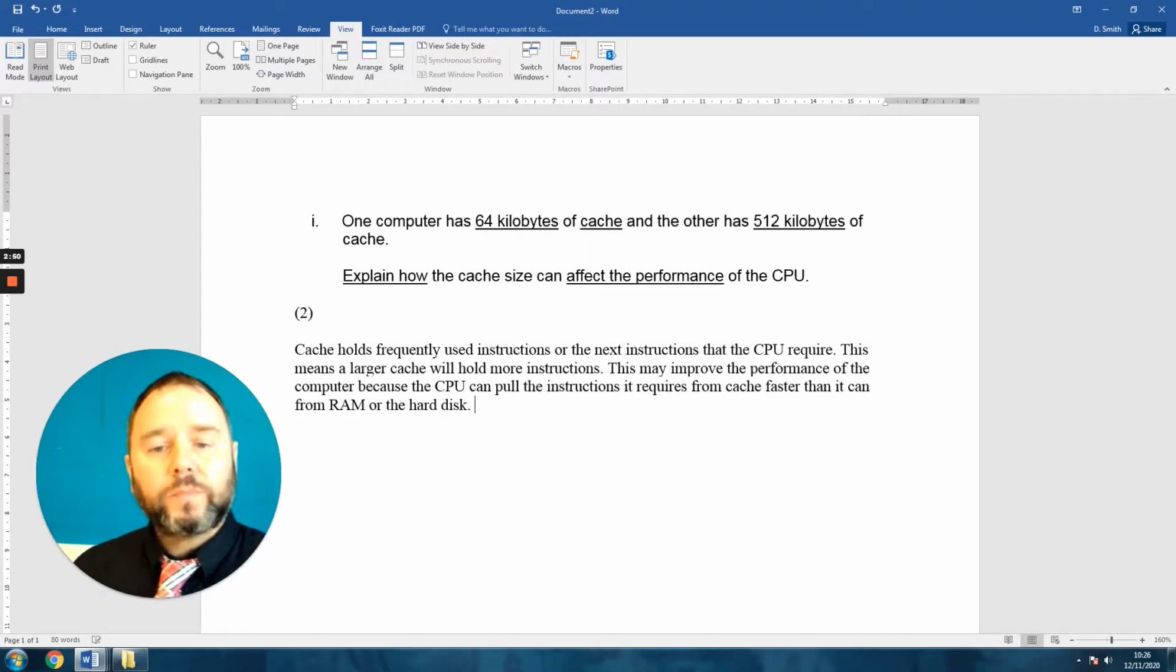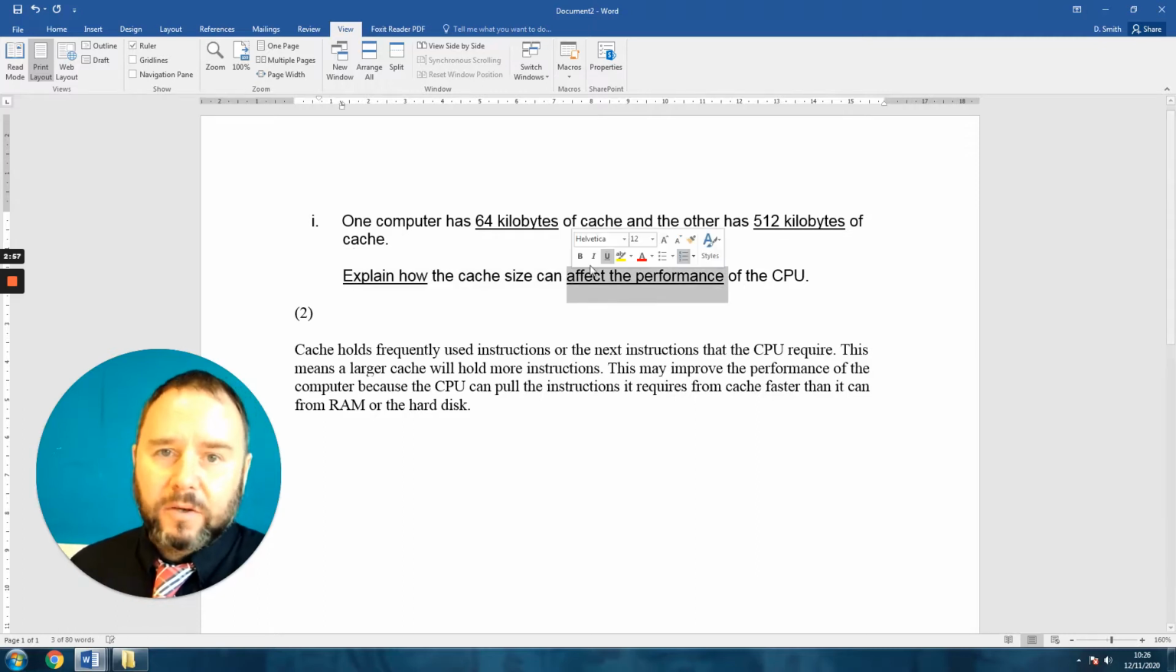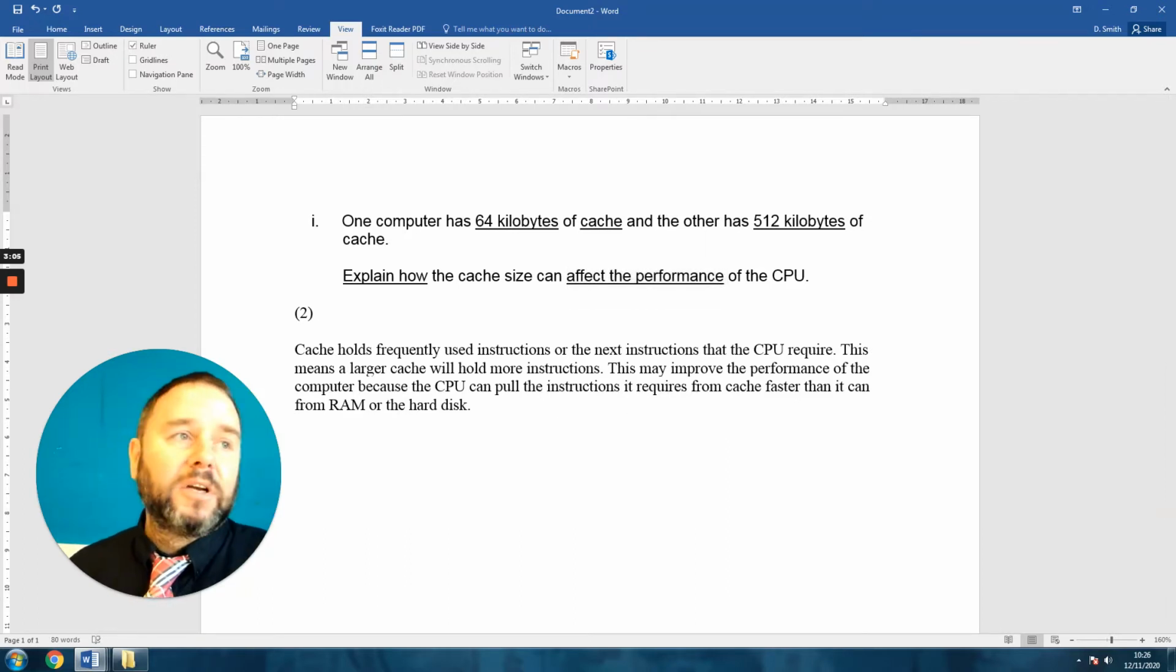We could say how a large cache could make the computer less efficient. It doesn't say make it slower, it just says affects the performance. So a really, really large cache, which could hold billions of instructions, is pointless, because when the CPU tries to pull the instruction that it needs, it has to find it out of all of these billions of instructions, and that's not efficient. That's going to be slow.